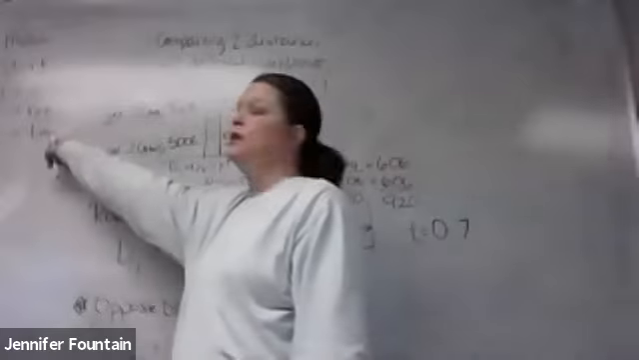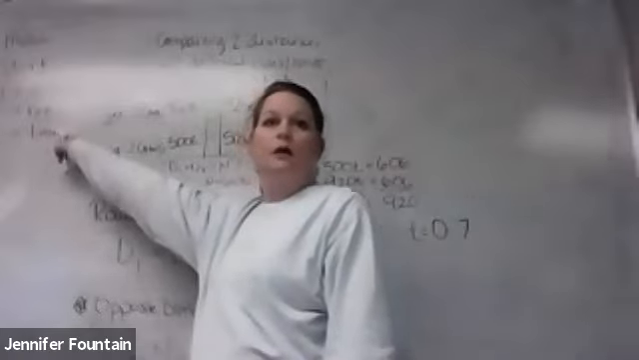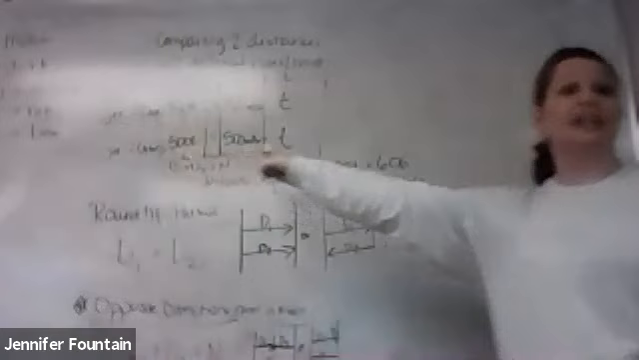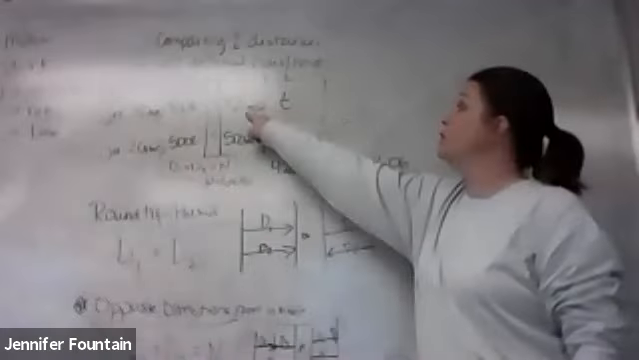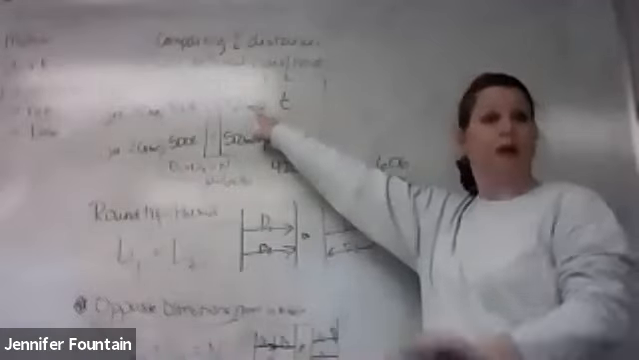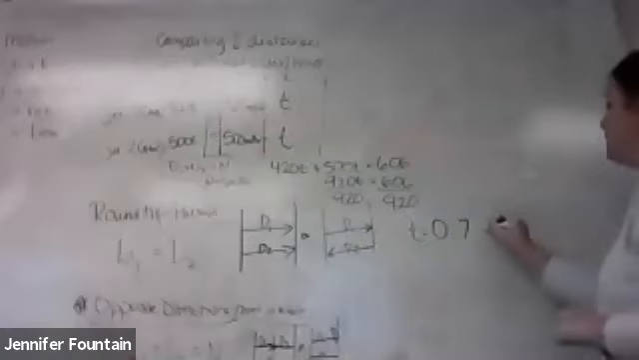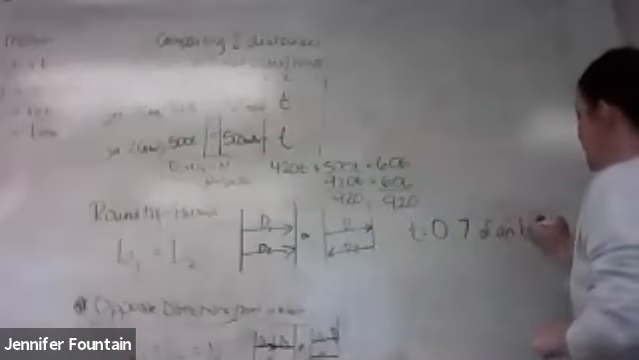How do we typically do our time? Is it years? Okay, we're talking about traveling, so did it take them a year to go? Hours. When I'm talking about distance, remember we said miles per hour. So my time is expressed in hours. So this is 0.7 of an hour.